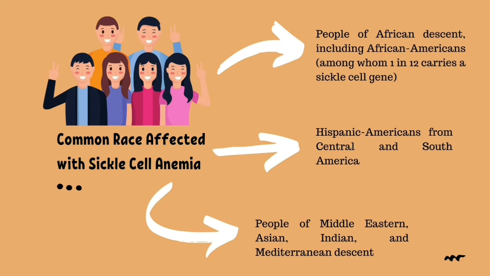Common races affected with sickle cell anemia include, firstly, people of African descent, including African Americans, among whom 1 in 12 carries a sickle cell gene. Secondly, Hispanic Americans from Central and South America. The last common races affected with sickle cell anemia are the people of Middle Eastern, Asian, Indian, and Mediterranean descent.